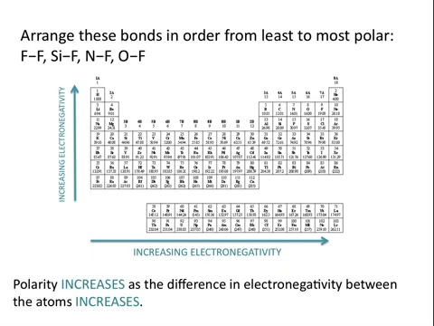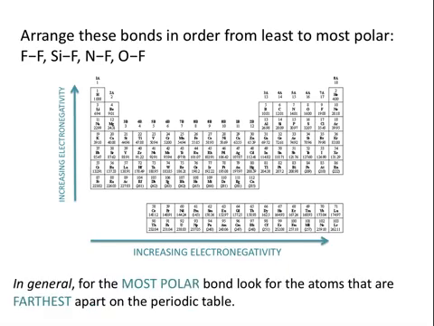There's a couple of different ways you can do this problem. If you have a periodic table that lists electronegativity values, you can calculate the difference in electronegativity between the two atoms in the bond and then arrange the bonds in order from least to most polar, so the smallest difference in electronegativity to the largest. Most of the time, you're going to be looking at your periodic table with no electronegativity values and trying to estimate which bond is going to be the least polar and which the most polar. In this example, I'm going to show you how to arrange these bonds from least to most polar, following the general trend for electronegativity and not using actual values.